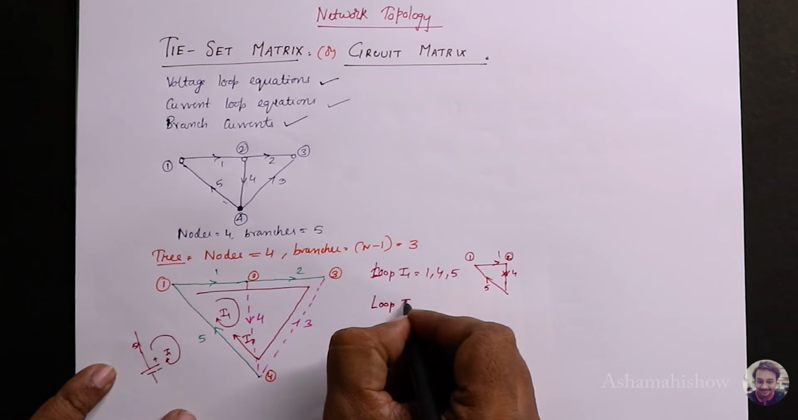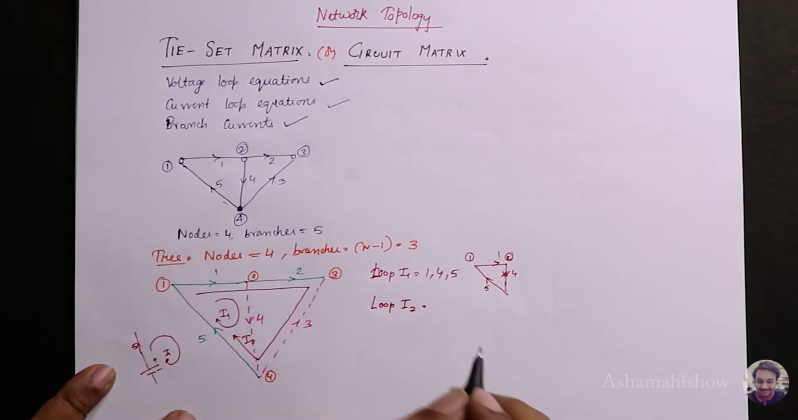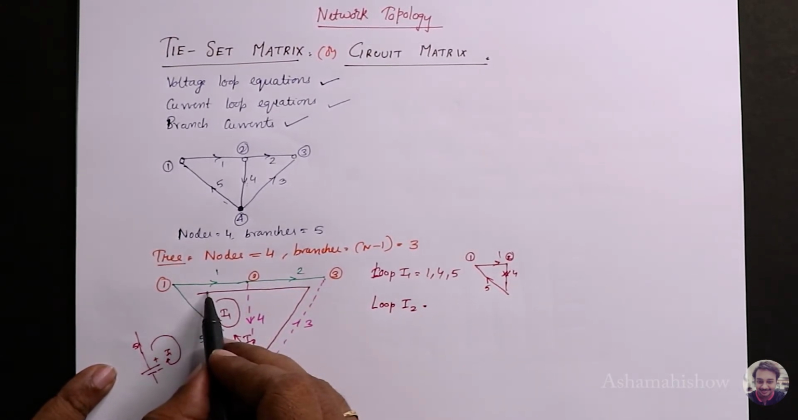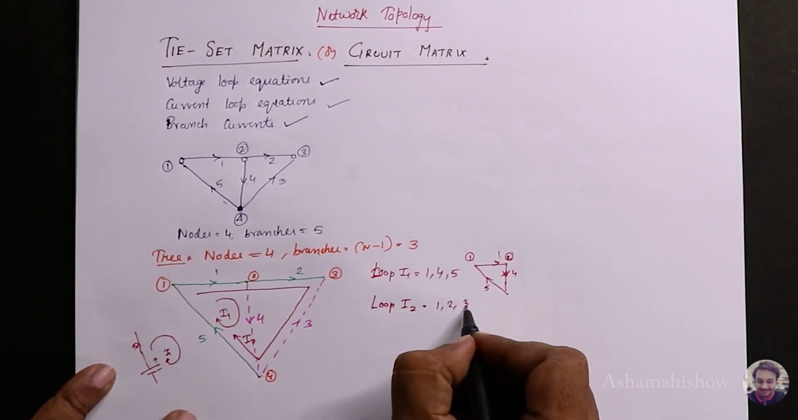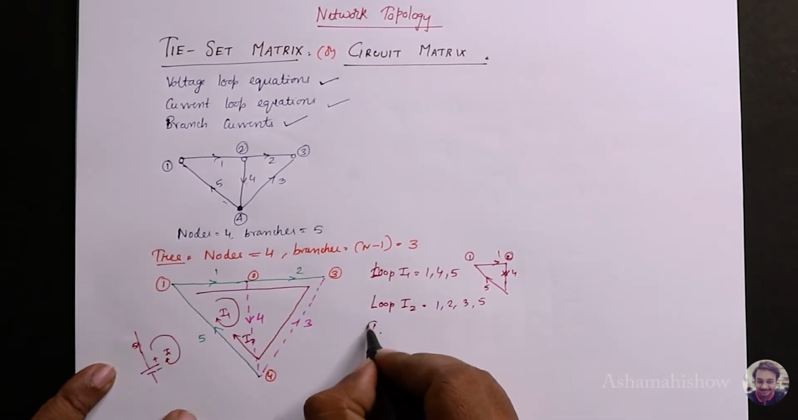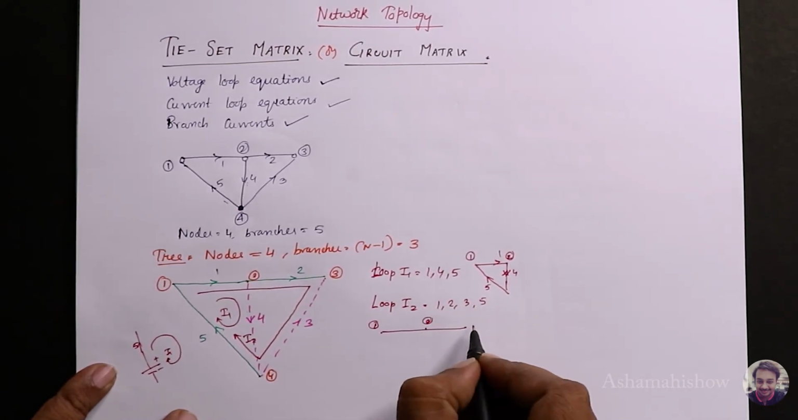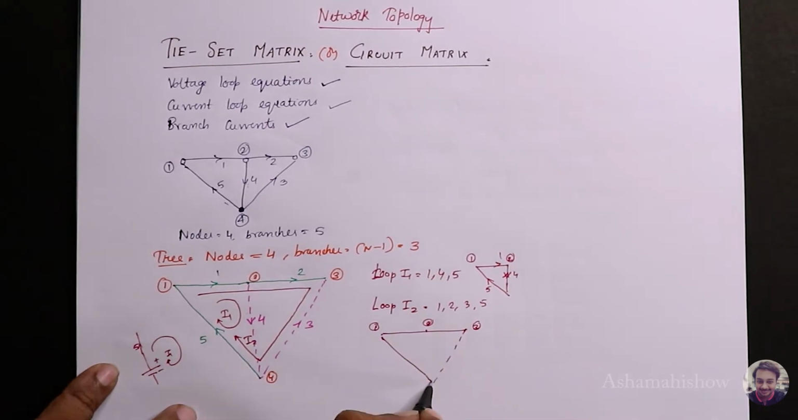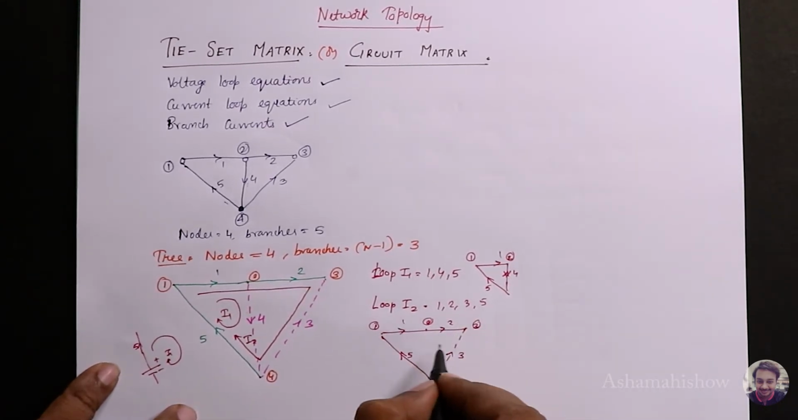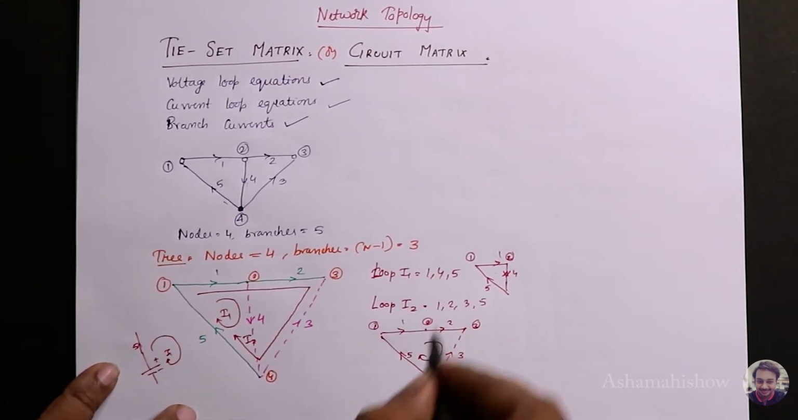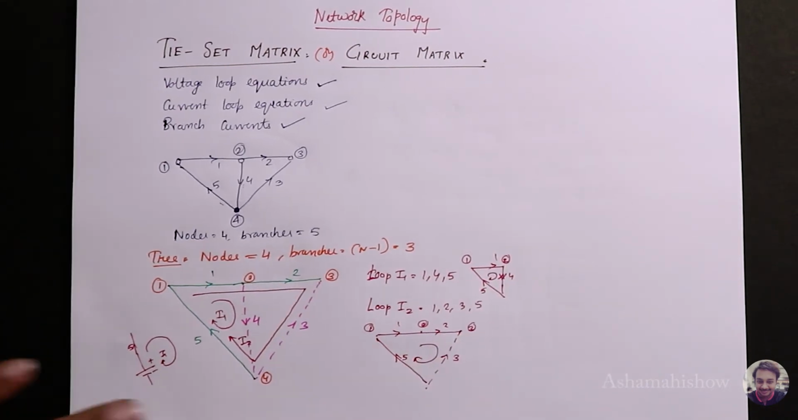Your loop 2, that is I2, is formed with how many branches? It is formed with 1, 2, 3 and 5. So this is how the nodes are. Your loop 2 exists here, your loop 1 exists here. Okay, that is very important. You shouldn't confuse. Based on this, we will be writing a particular thing.